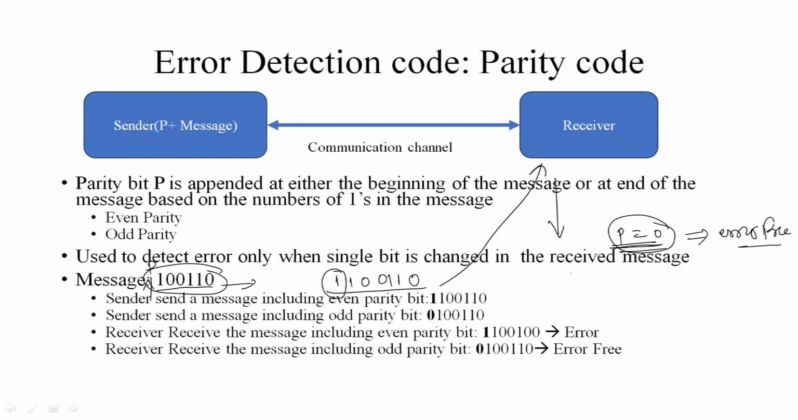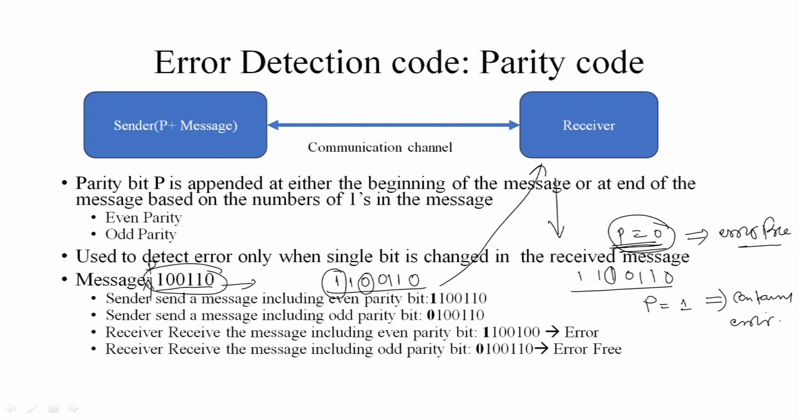But suppose the receiver receives 1 1 1 0 1 1 0 instead of this message. There is a single bit change here: this bit is changed, it was 0, and the rest of the bits are the same. When the receiver counts the number of ones in the message, including the parity bit sent by the sender, the number of ones is odd. So for making the number of ones even, the parity bit is 1. When the parity bit is 1, this means the message contains an error.